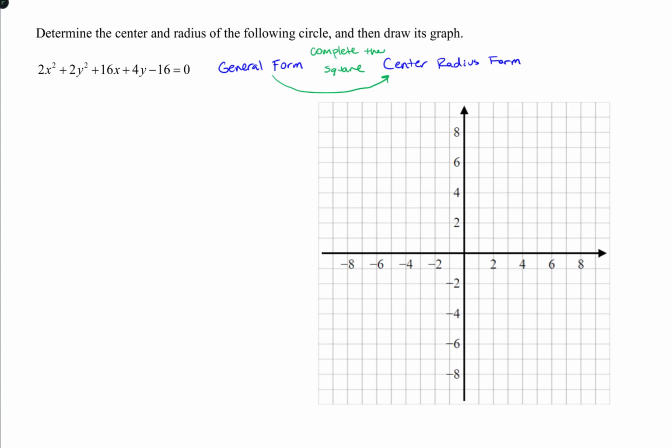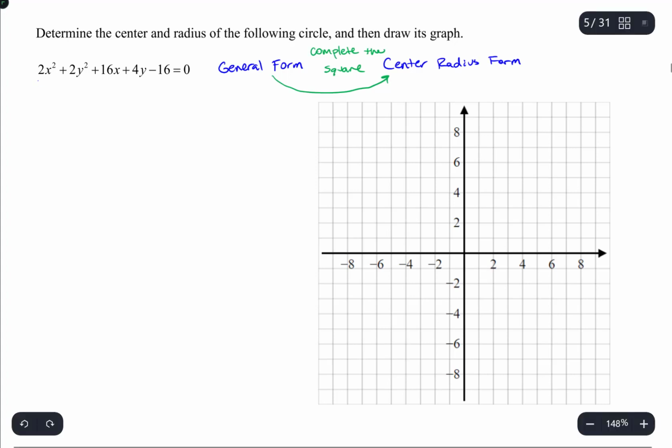But one thing that is going to be necessary at some point in the process, we always have to have leading term coefficients. So the coefficient on the x squared term and the y squared term, those have to be equal to 1. So one thing I'm going to do just from the very start here, I'm going to take this entire equation and divide both sides by 2.